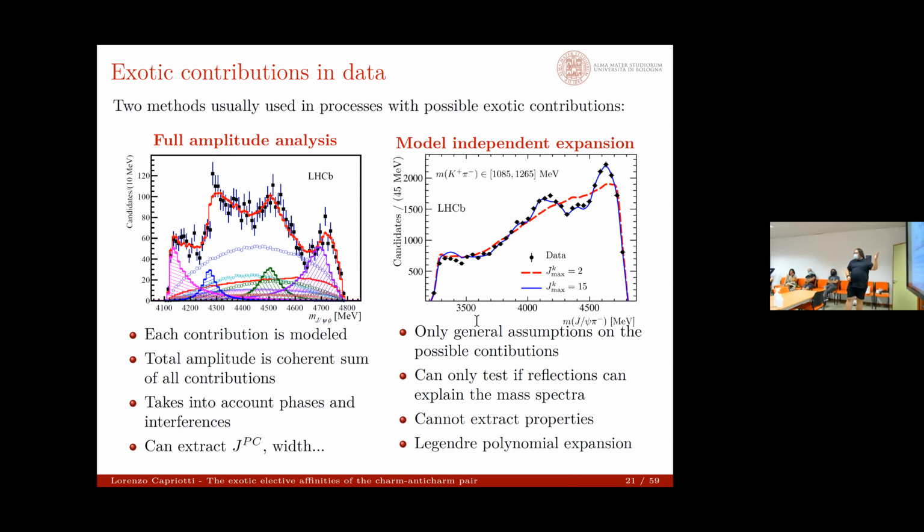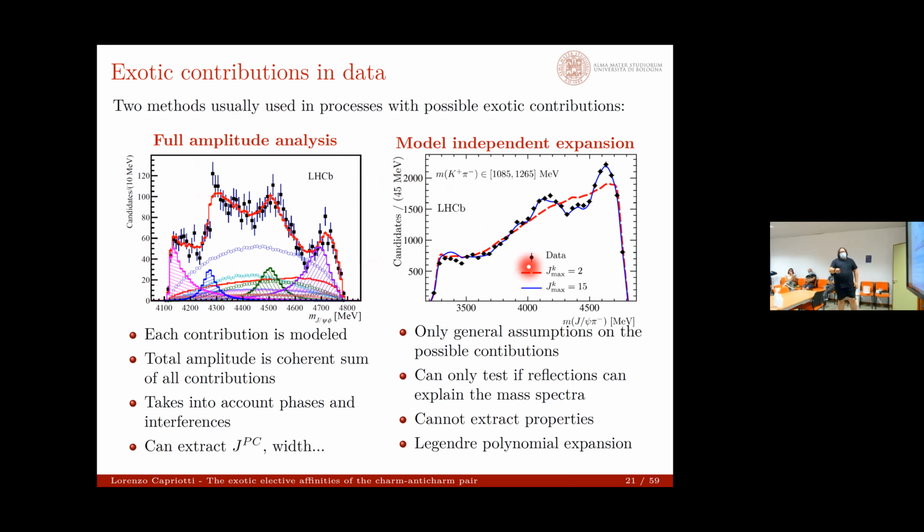The first one is a full amplitude analysis, of course, which is a coherent sum of all the possible contributions that can enter in the decay chain, which also takes into account phases and interferences, and from which you can extract all the properties of single particles. But of course, it's computationally very expensive. It's difficult and takes a lot of time.